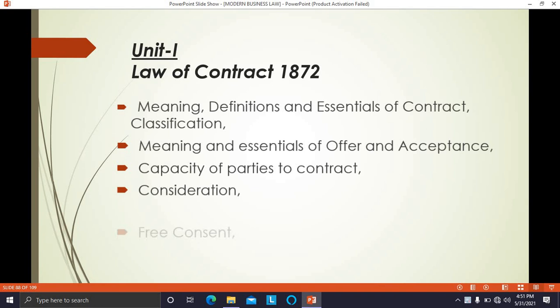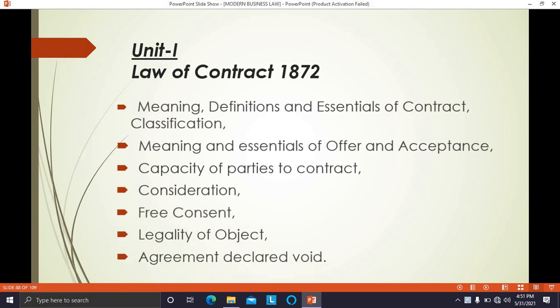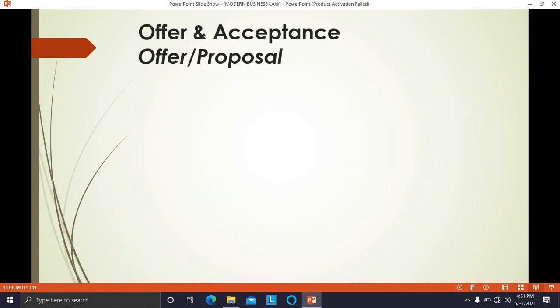So there are these 10 essentials of contract and one small topic we have to study on that particular point. So now we are going to talk about the second subunit of the first unit, that is meaning and essentials of offer and acceptance. The first essential of a valid contract is agreement. How is agreement created? Agreement is created by way of an offer and acceptance. So from that, now we are going to discuss the offer.